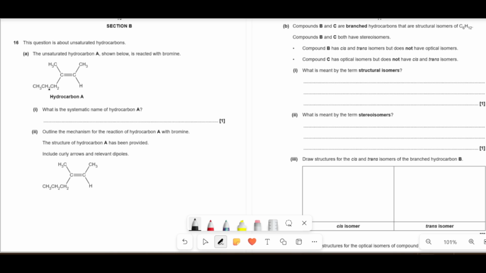So find the longest stem. So 1, 2, 3, 4, 5, 6. So we know there's a hex part in it. And then just name the rest from that.